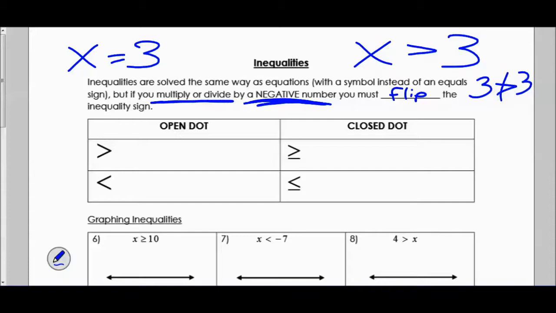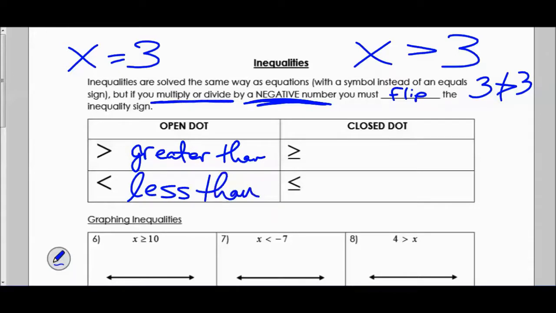So these are the 4 signs that we're going to be dealing with. When we read this, it's said greater than. This is less than. This is greater or equal. And this is less than or equal.